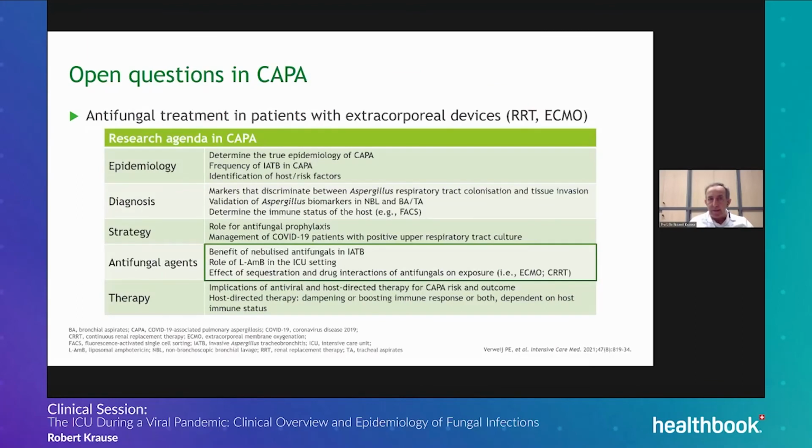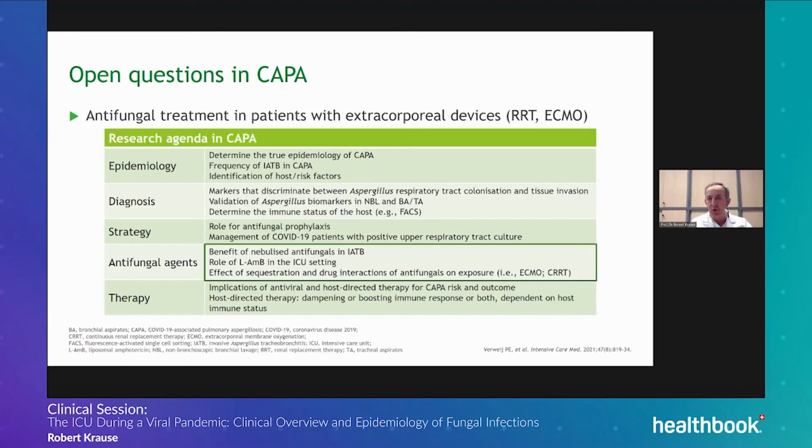This is my last slide. There are still open questions in CAPA and of course also in influenza-associated pulmonary aspergillosis, as we heard previously by Dr. Feys. There is no clear picture regarding the benefit of nebulized antifungals in influenza-associated tracheobronchitis, for example, and of course also in COVID-19-associated tracheobronchitis.